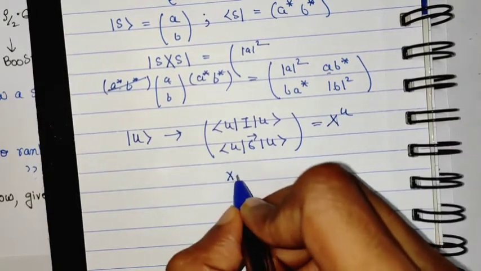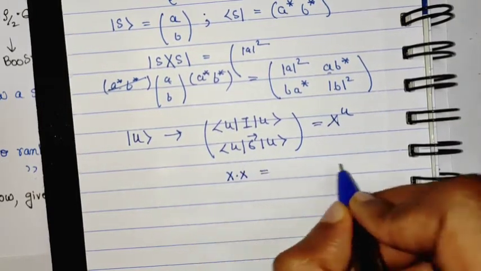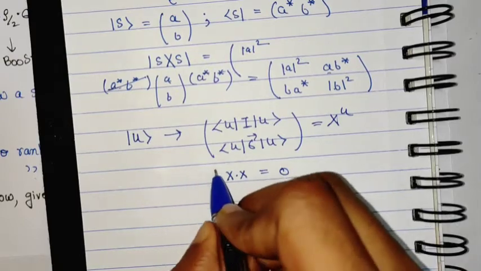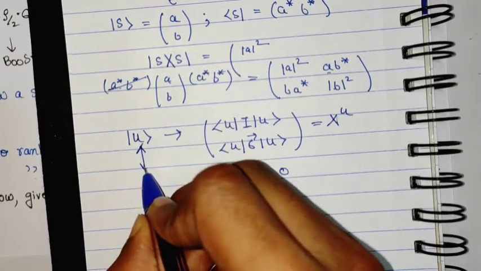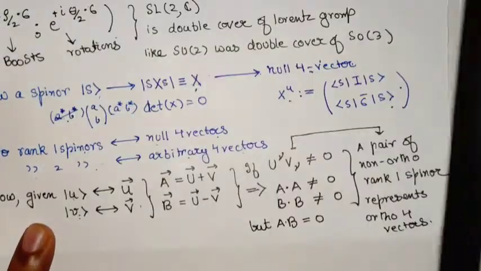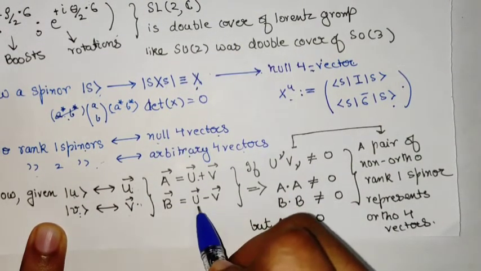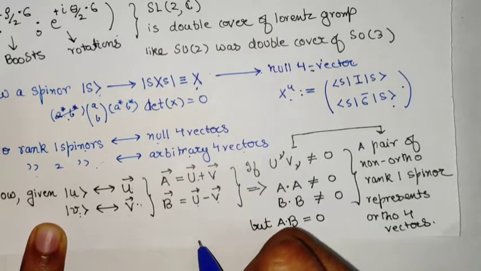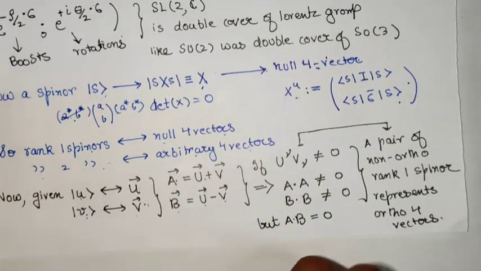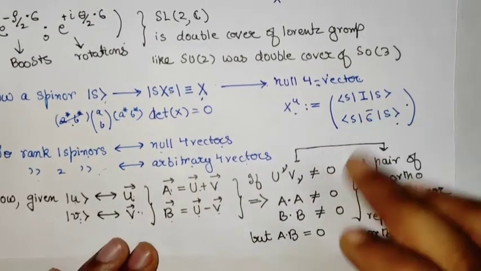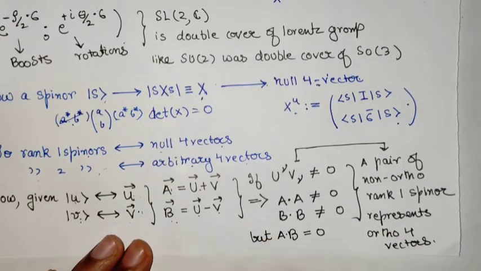Now if we do x dot x, where this is a Minkowski dot product, we will see it is 0. So that's why this spinner is always associated to a null 4 vector x mu. So these are the two null 4 vectors. Now we can add the two null vectors and subtract them. But now this a and b are not necessarily null vectors. They need not be null vectors.